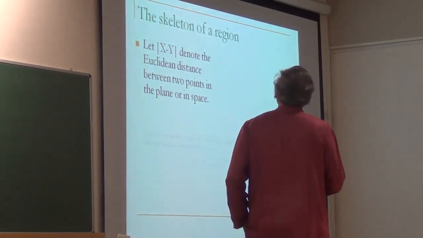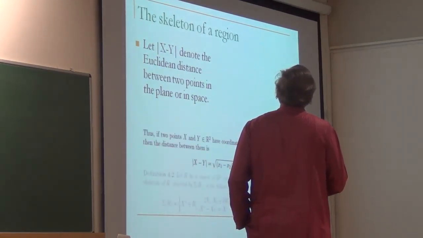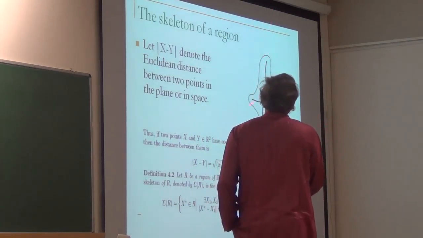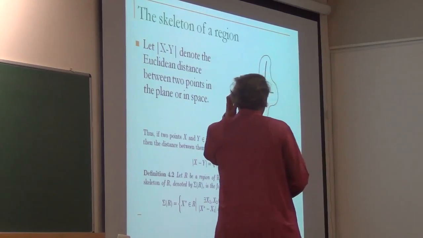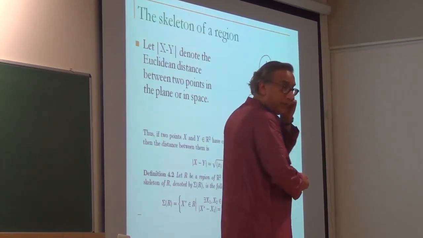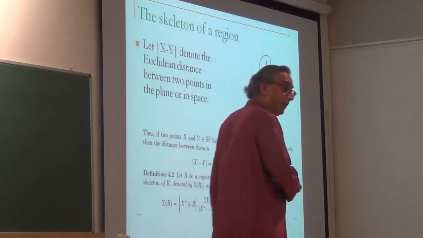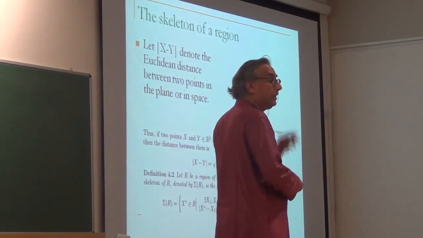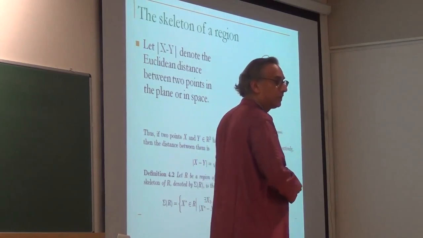Supposing you have a region, let me give the picture here. That's a technical definition. Supposing you have a region here, the skeleton of this particular region is defined as the locus of points in that region with the property that if I have a point, I can put a circle that will touch the boundary in at least two points. So that's the definition of a point in the skeleton.